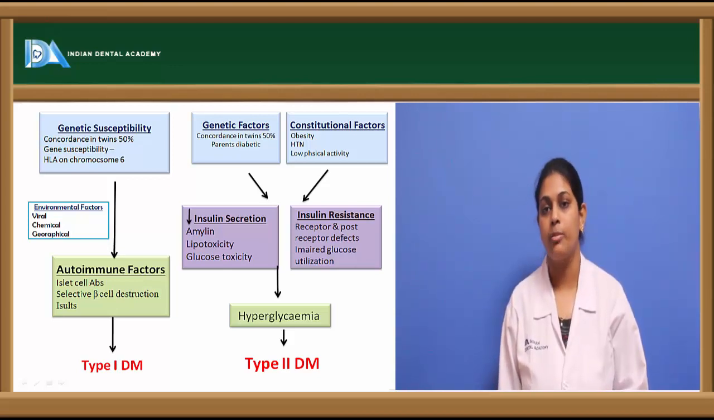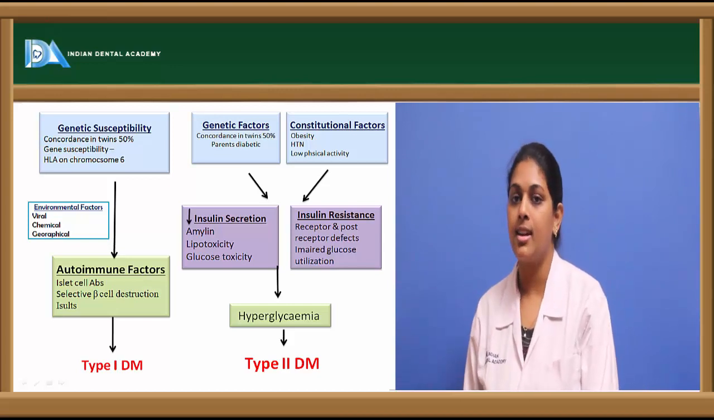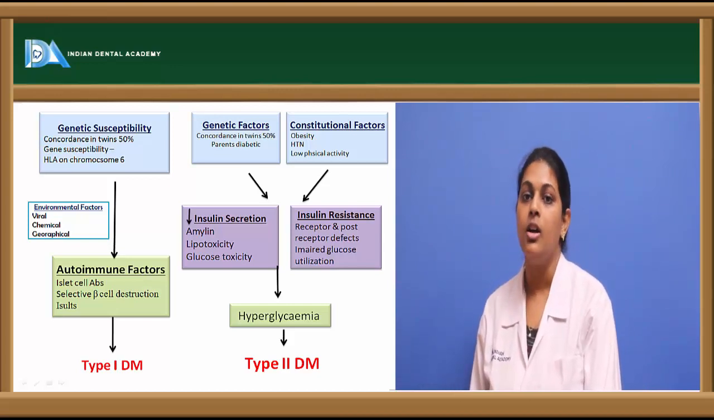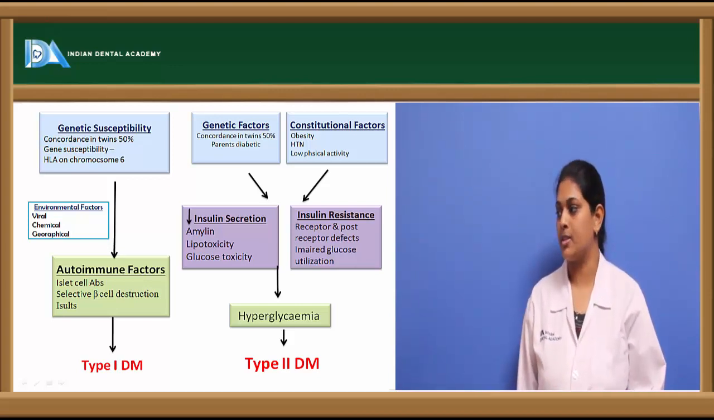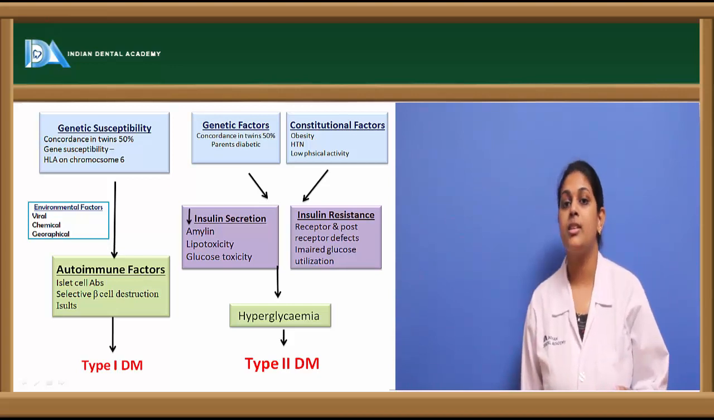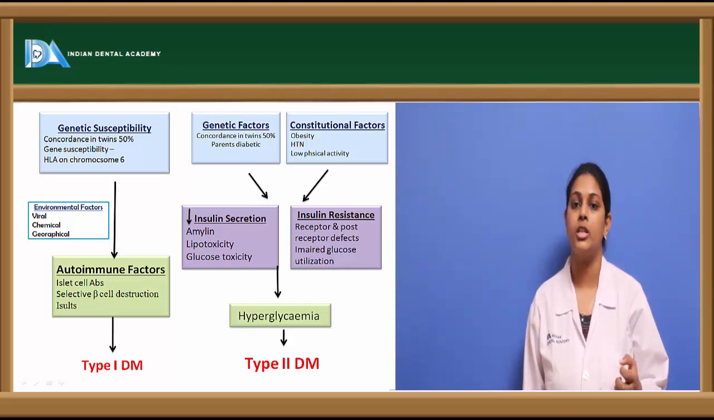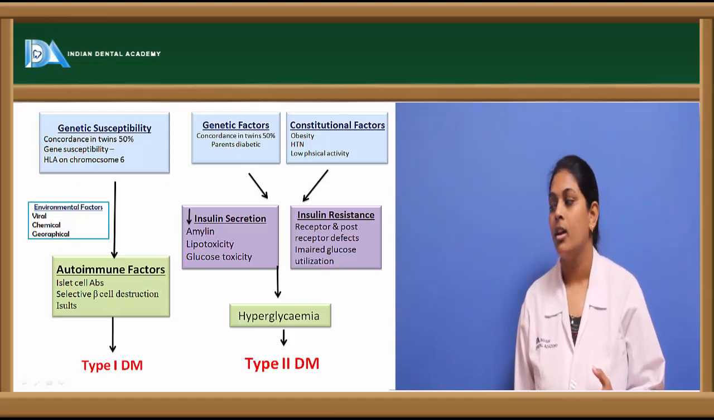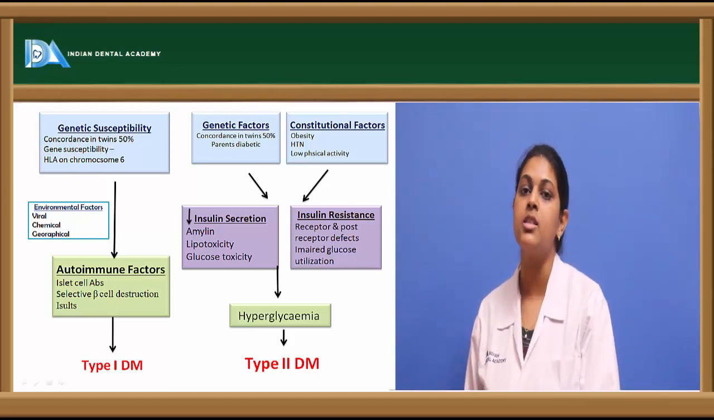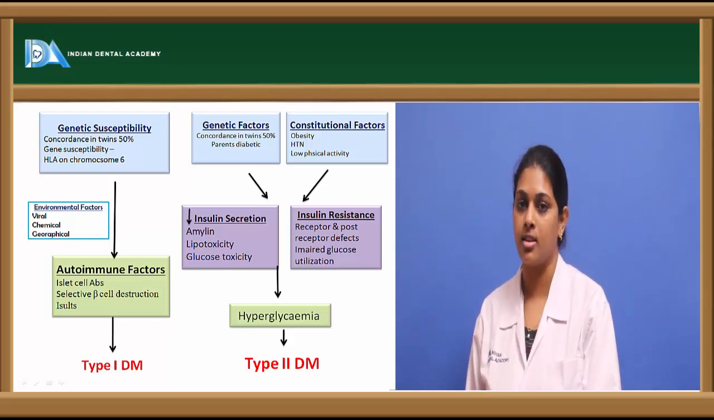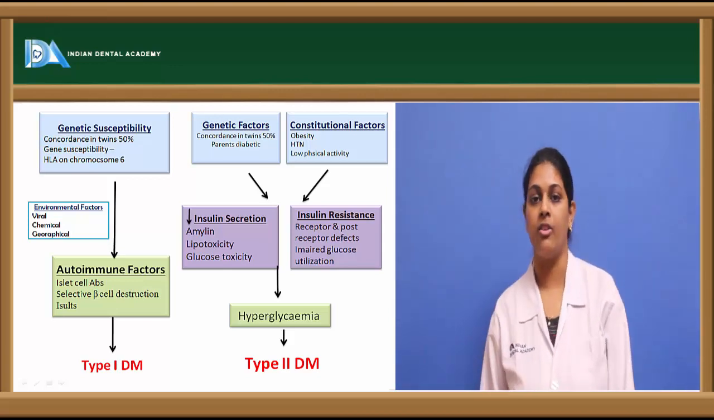Other than this, the autoimmune factors, that is the islet cell antibodies to the cells which usually help in insulin synthesis, are also one of the causes for type 1 diabetes mellitus. The selective beta cell destruction because of the autoimmune antibodies to these beta cells results in type 1 diabetes mellitus. Otherwise, any insults to the beta cells which are involved in insulin synthesis also help in the development of type 1 diabetes mellitus.